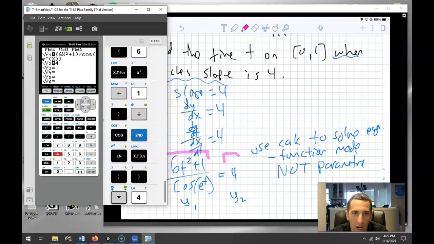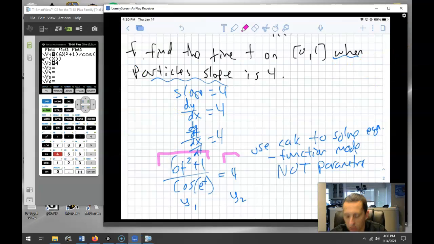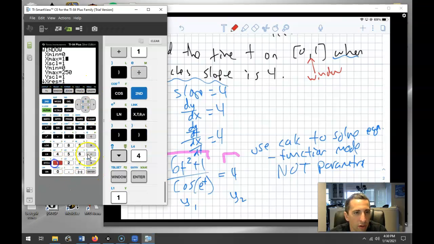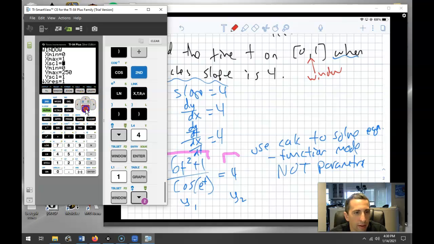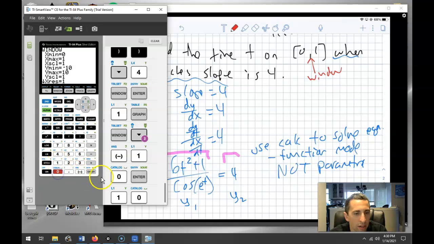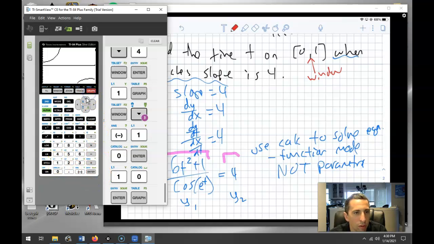One more thing I want to talk about is when they say that the time is on 0 to 1, they're kind of saying this is the window you want to use. You want to look between the x values from 0 to 1 to try and see where that happens. Okay, so I'm going to change my x values so it goes from 0 to 1. I'll graph this. All right, well, the y values are terrible, so let's go back to some normal ones there. We'll go to -10 to 10, and we're going to try and see where that slope equals 4. All right, and we see that one value right around there.